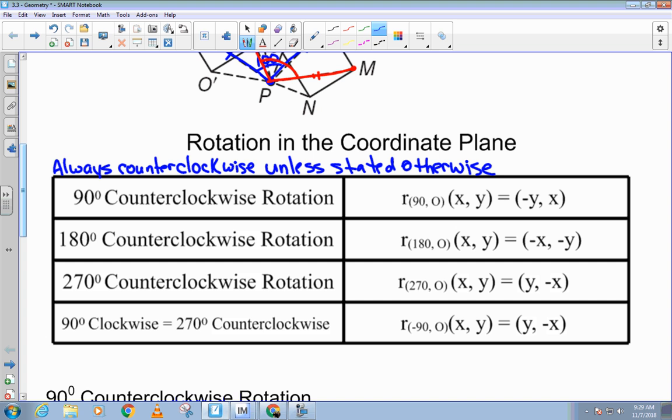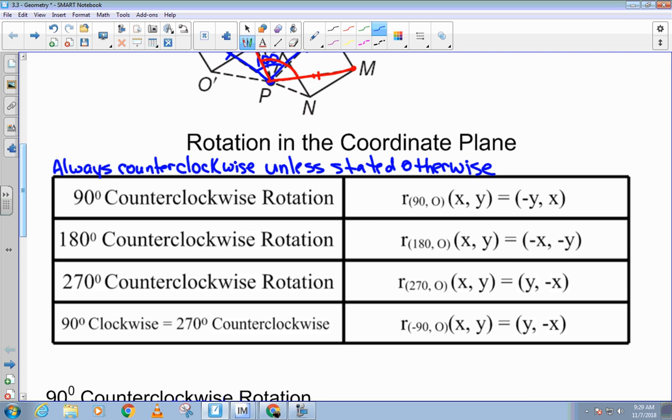Okay? So, the first one we want to talk about is a 90-degree counterclockwise rotation about the origin. The origin is where the x and the y axis intersect. This is what it looks like. You have a lowercase r, and then you have 90, O, the letter O. And you take your x and your y, you change the sign of the y. That means change it. If it's positive, it's negative. If it's negative, it's positive. Okay? So you change the sign, and they switch places. Okay? Rotation, 90 degrees. Change the y, and they switch.